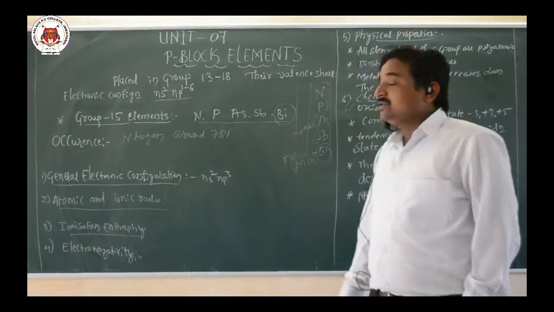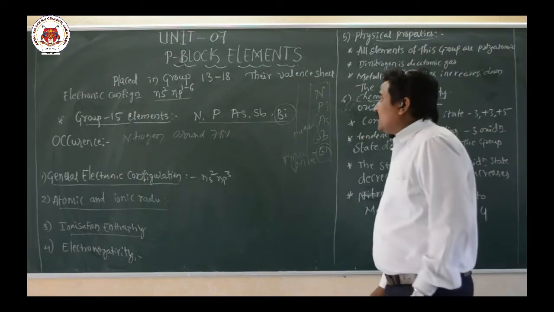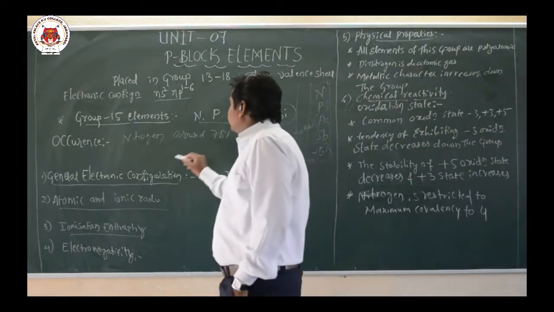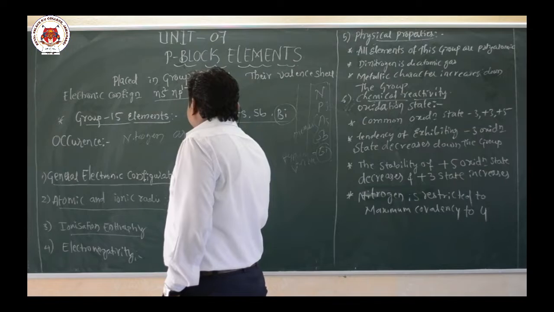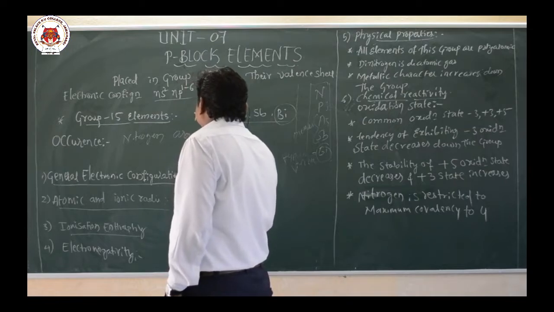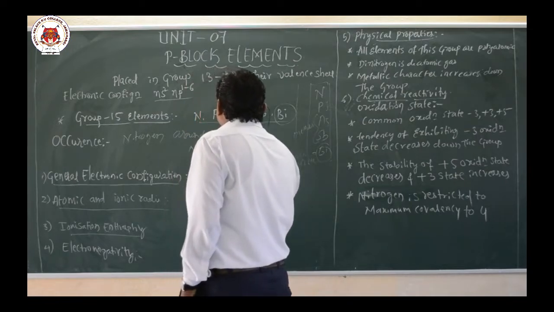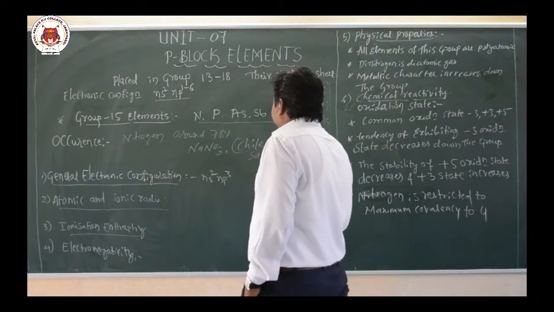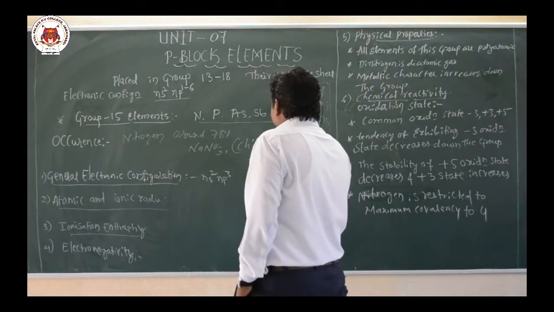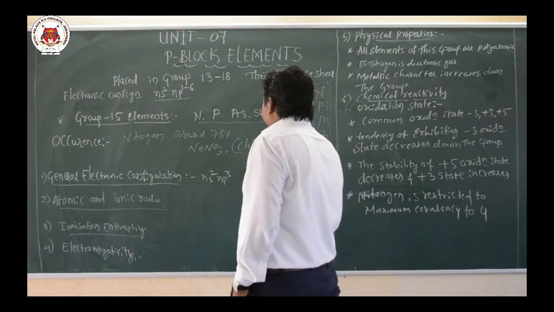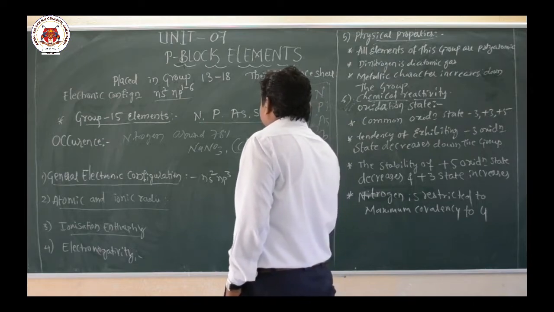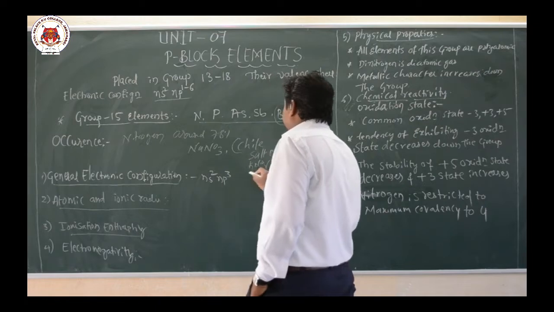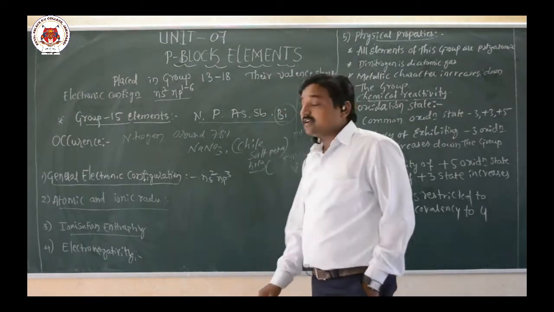Nitrogen mainly occurs in the earth's crust as sodium nitrate, which is called Chile saltpetre, and another one, potassium nitrate. Sodium nitrate and potassium nitrate. This potassium nitrate is called Indian saltpetre.